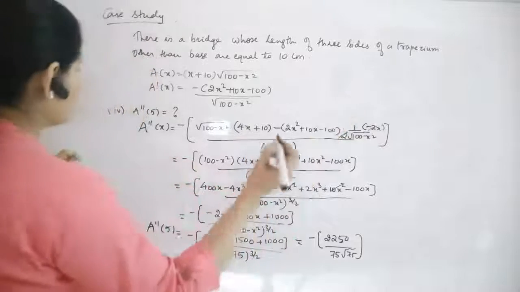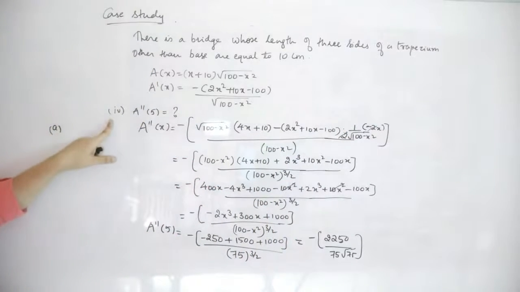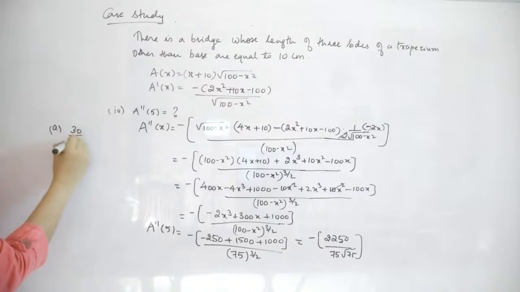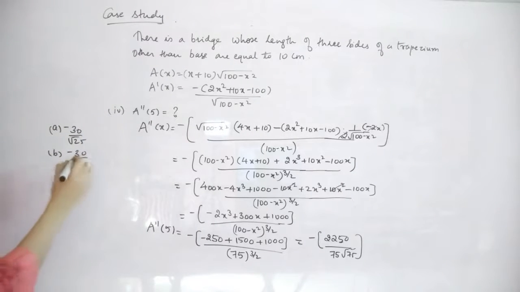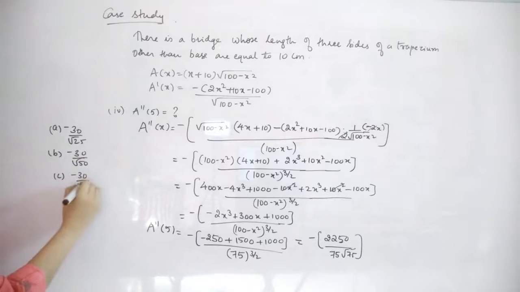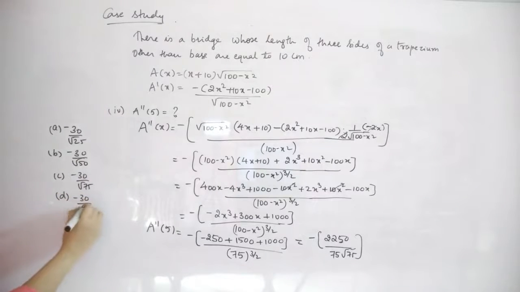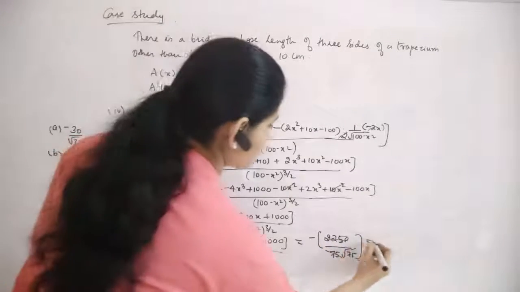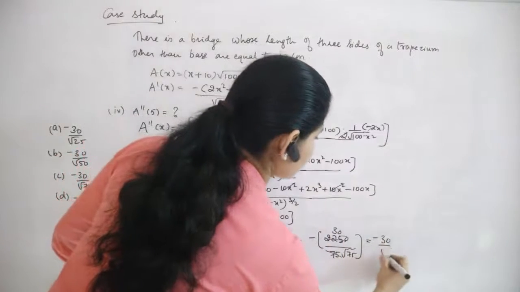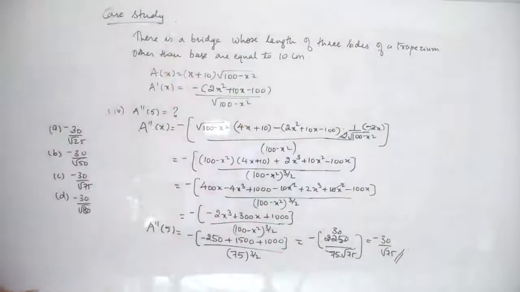Okay, I will give you the options now. First option for this question is 30 by root 25, B, negative 30 by root 50, C, negative 30 by root 75, and D, negative 30 by root 80. So which option are you getting as the answer? When you are cancelling this, you are getting minus 30 by root 75. Okay, so option C is the answer.